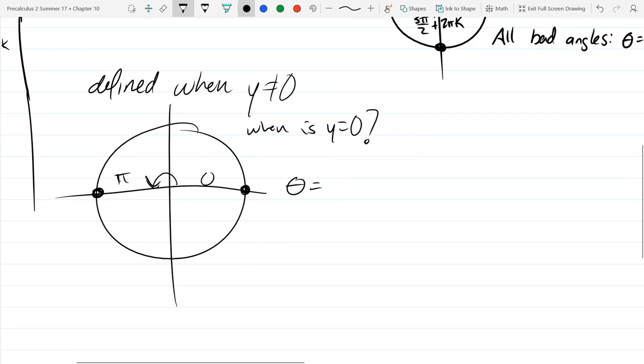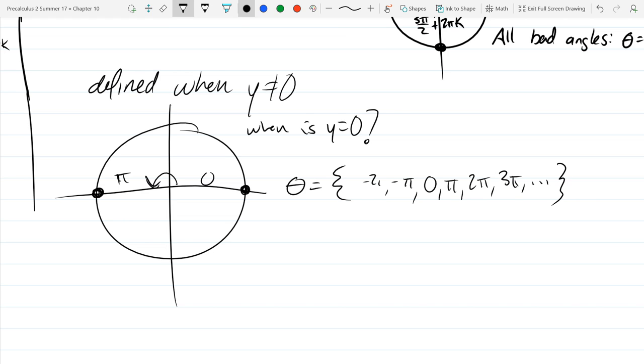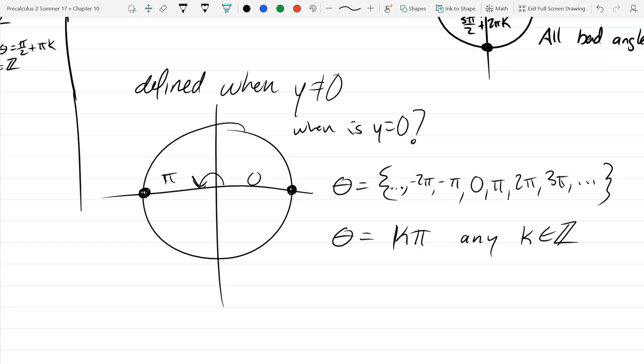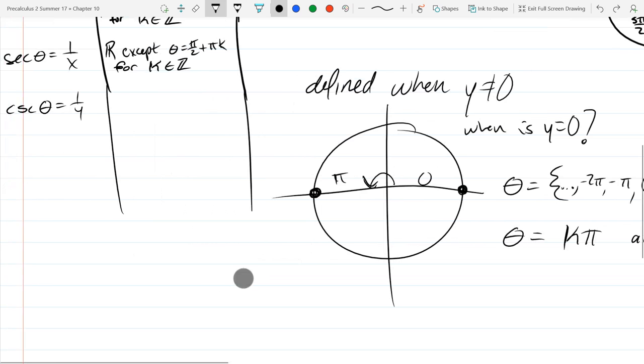Now, if I list theta values, I could do that: 0, pi, 2 pi, 3 pi. These are bad theta values. Negative pi, negative 2 pi, dot, dot, dot. That's one way to do it. I can look at the pattern and see that it is k pi for any integer k. So you've got 0 pi, 1 pi, 2 pi, 3 pi, just taking different integers k. And likewise, if k is negative 1, you've got negative pi, negative 2 pi. So that's just a nicer way to write that pattern out.